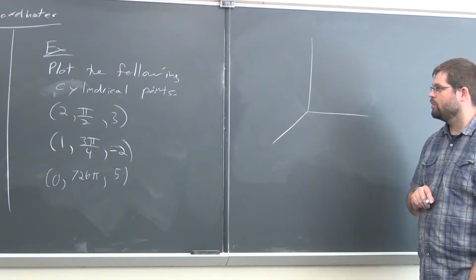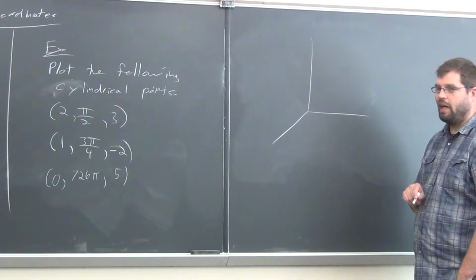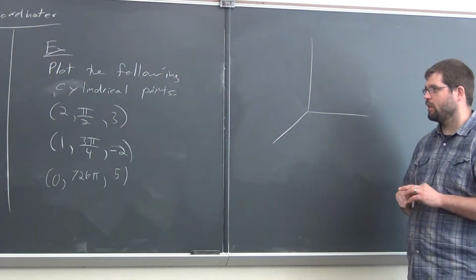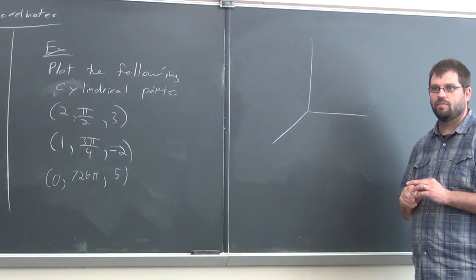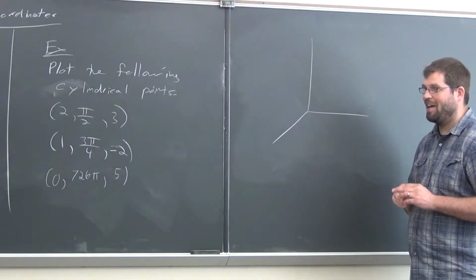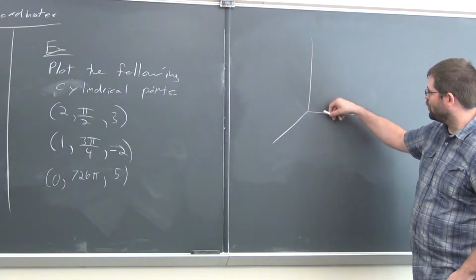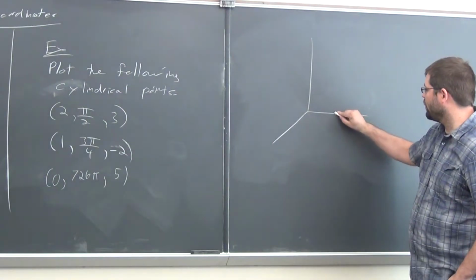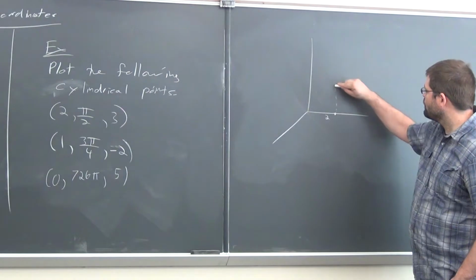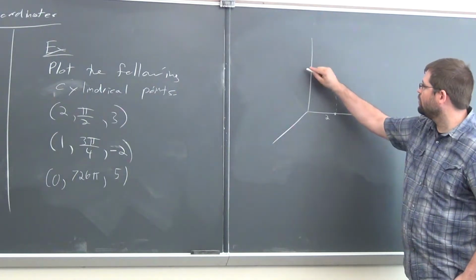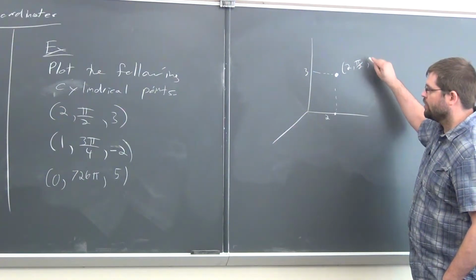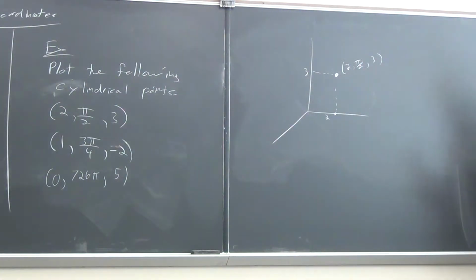2, pi over 2, 3. So the pi over 2 and 2, just ignore the 3 for a minute and plot that in the xy plane. So where is that? On the y-axis, right? So your angle is pi over 2, so you're sticking out here, and then you're going to go 2 units over this way, right? And then go straight up 3 units. And again, don't worry about being super precise, but that should be that point. So 2, pi over 2, 3. All right, how about the next one?